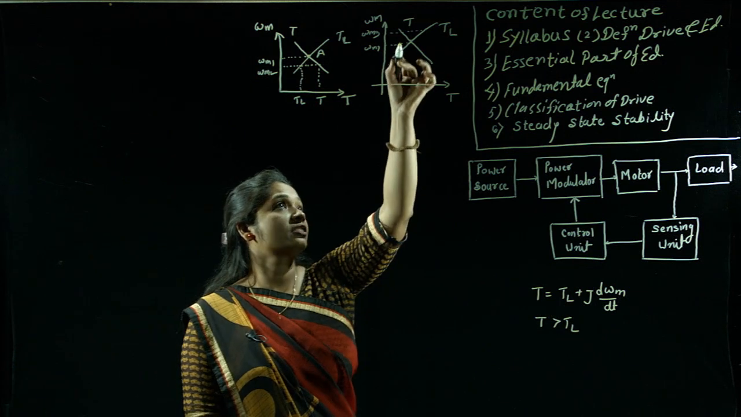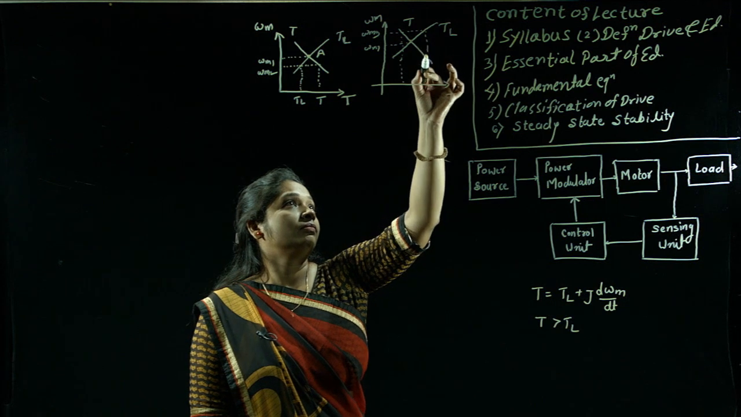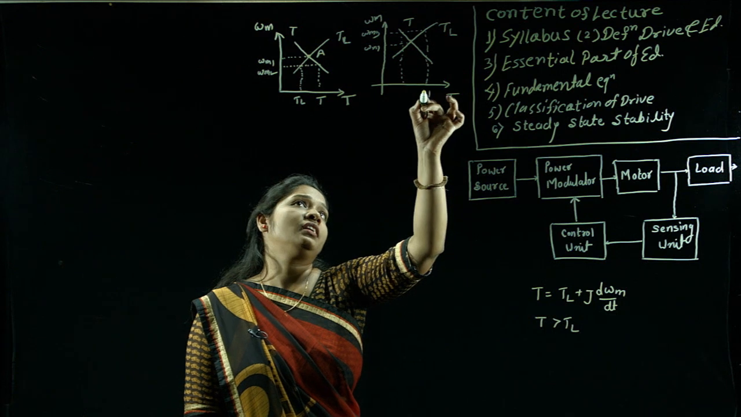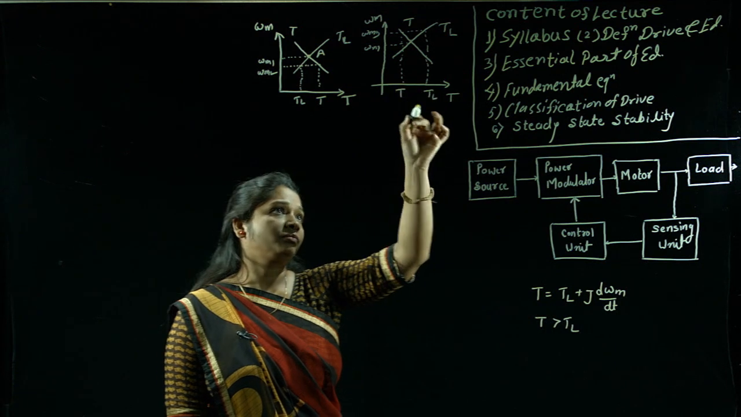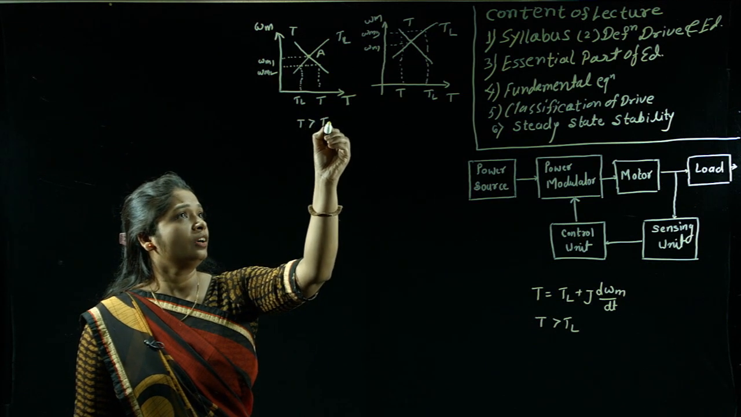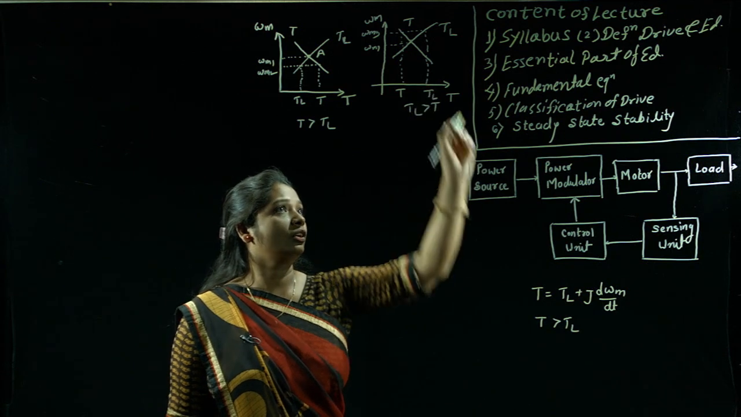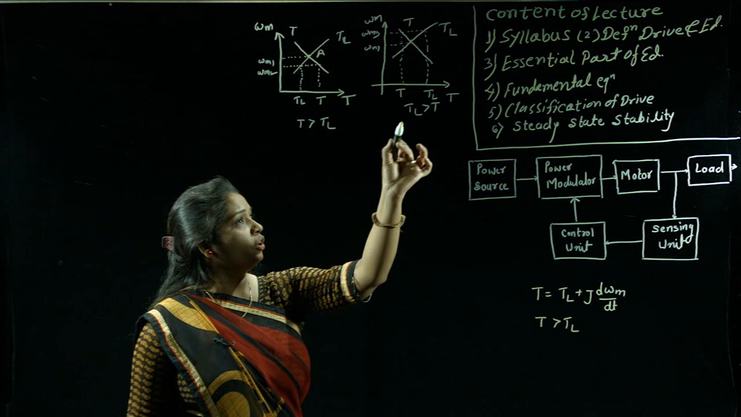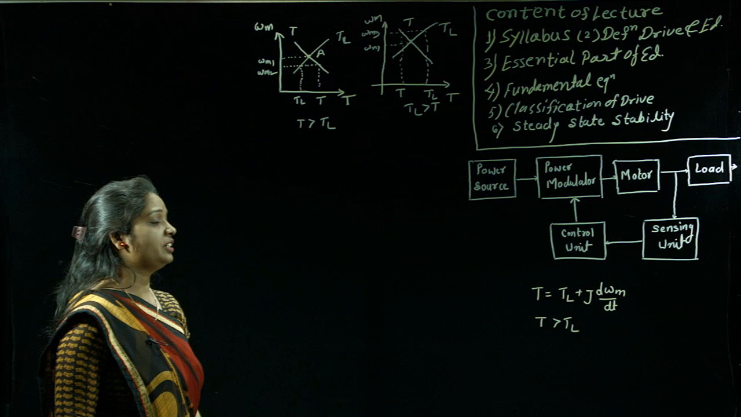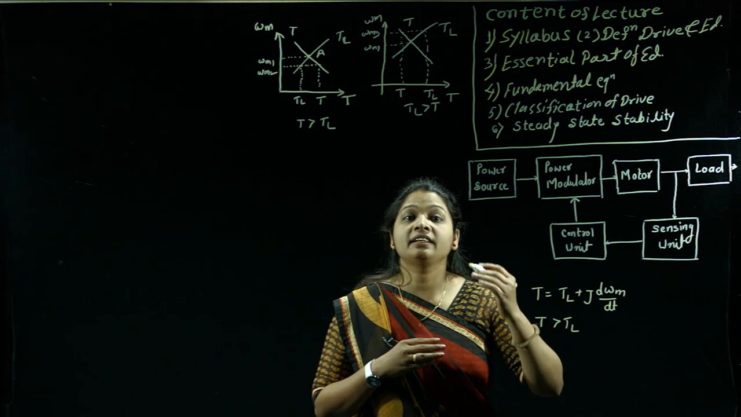The corresponding torques, we draw the corresponding torque. This one is TL and this is your T. In the previous case, the motor torque is greater than the load torque. Here, the load torque is greater than your motor torque. That condition is a deceleration condition. Deceleration, as the name says, means speed decreases.